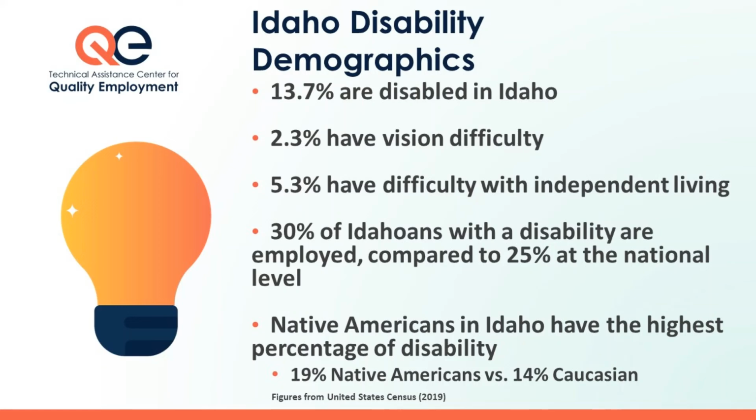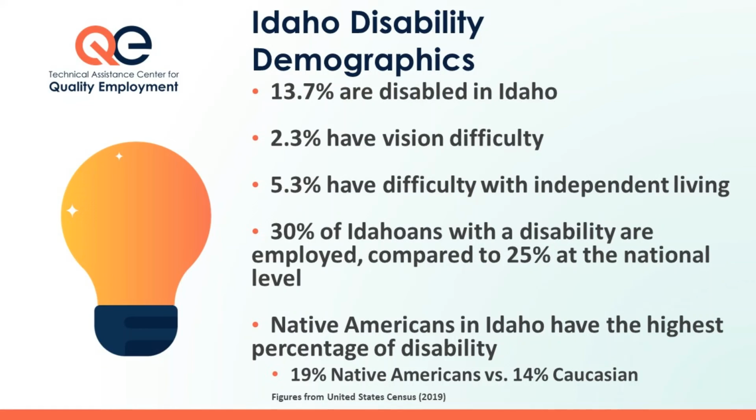Idaho has a higher rate of employment for disability than the national rate. 30% of disabled Idahoans are employed versus 25% at the national level. This is great news, and it means that employers in Idaho may be more open to hiring a disabled worker than in other states.